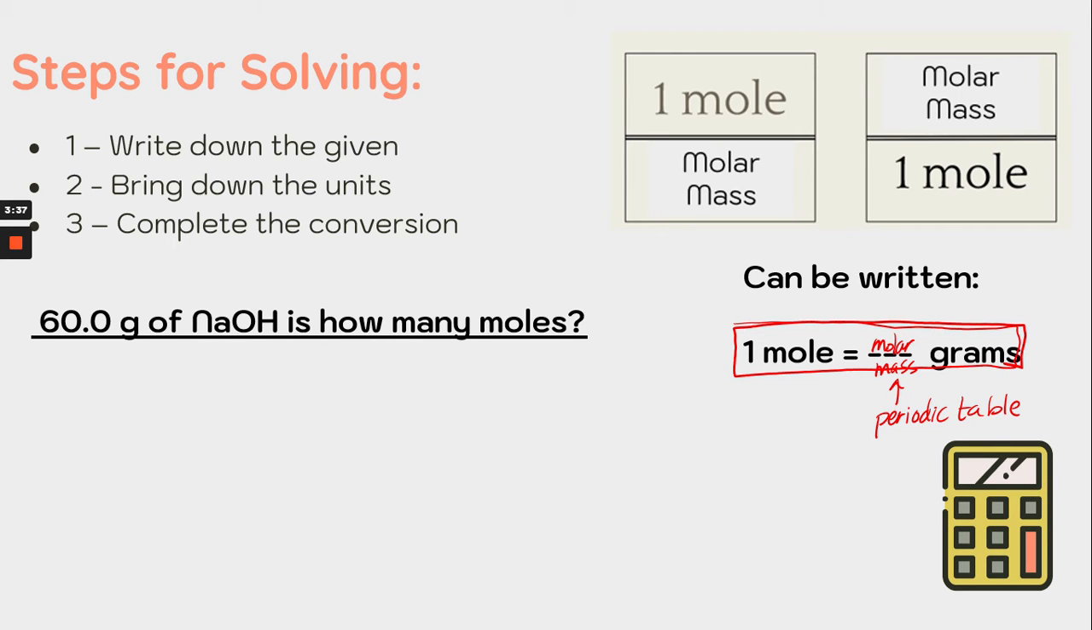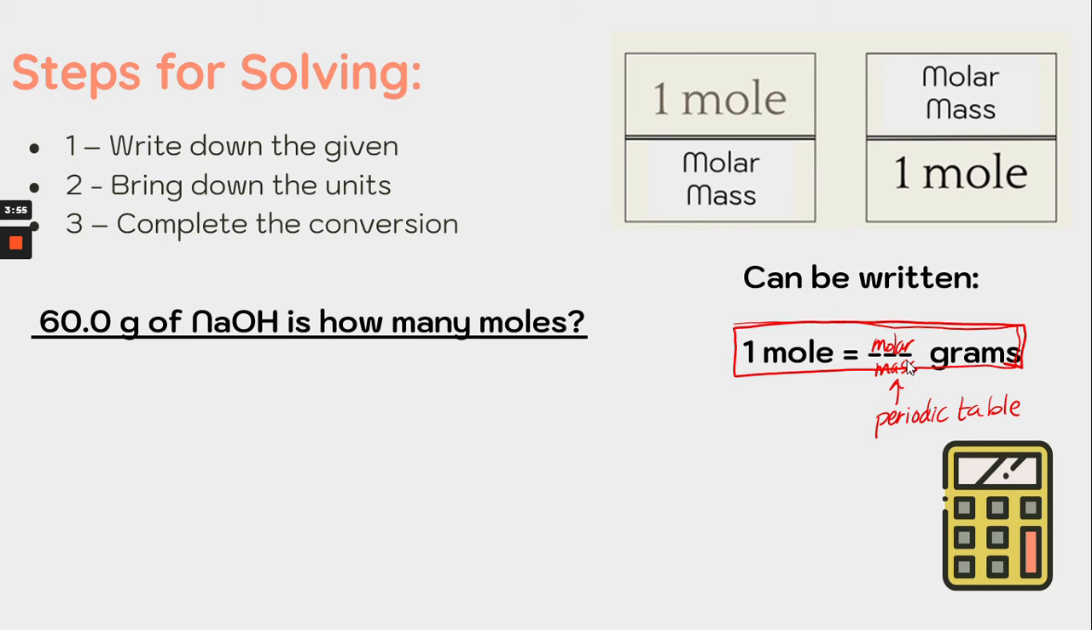Here we go. These are going to be the steps for solving every single problem that we do for the rest of the week. They're the same steps we did earlier in the year. We will write down the given information from the problem. We will bring down the units, and then we will complete the conversion with the one thing that we're allowed to do.